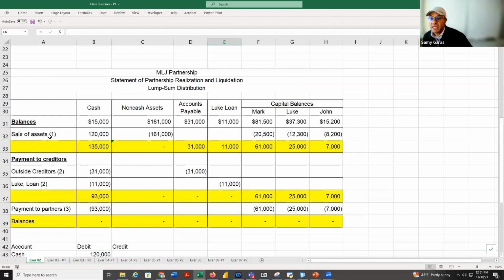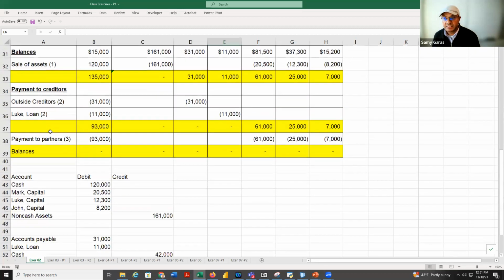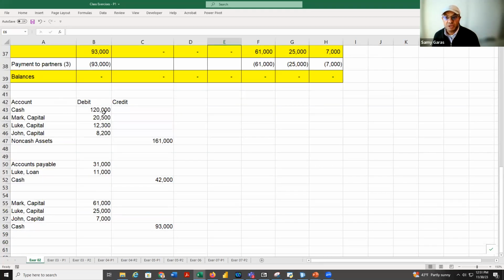And as you can see here, I put 1, 2, 3, because those refer to the 3 journals I need to make. The first journal is about the sale of assets, where we debit cash by 120, credit non-cash by 161, and the 41 between them we divide by 5 to 3 to 1.